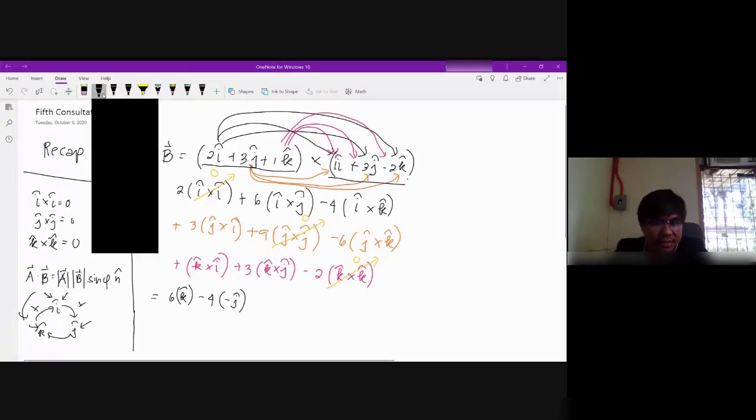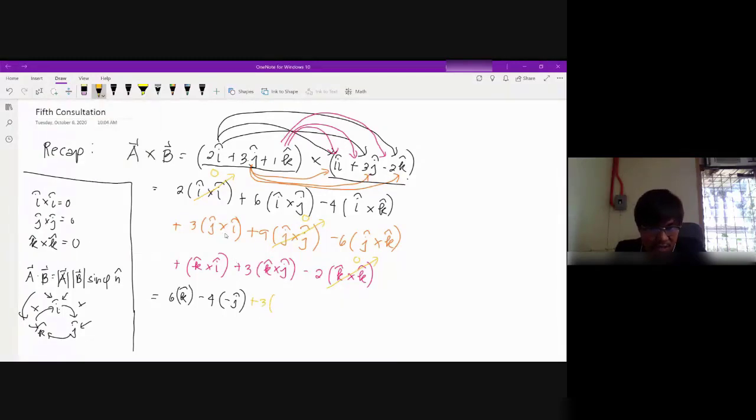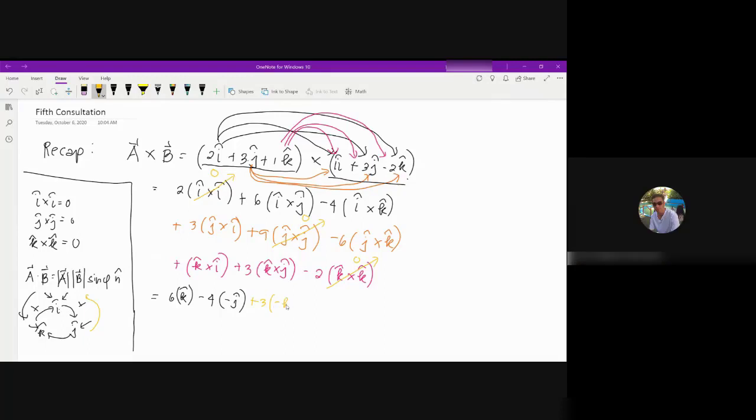So you have plus 3, then J hat cross I hat. Again, pabaliktad din siya, no? J, and then i-cross niyo sa I. So that's negative K hat.